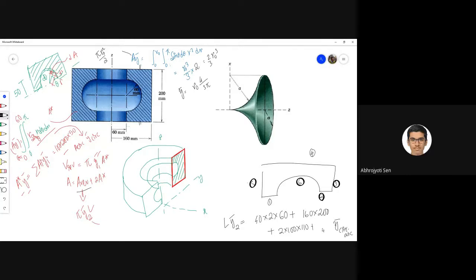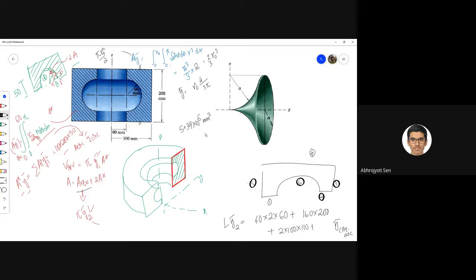So what was the volume, sir? Volume of revolution. Yes, sir. Somebody who said the volume of revolution? Sir, it was 5.39 into 10 to the power 6 millimeter cube. Yes sir. Okay.